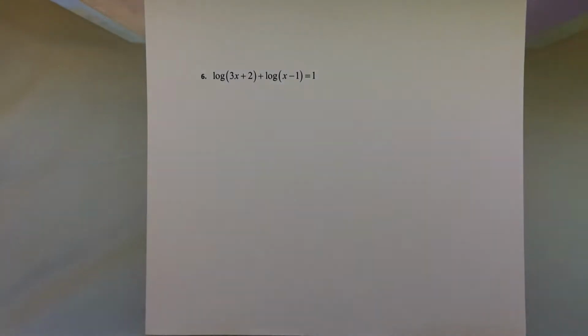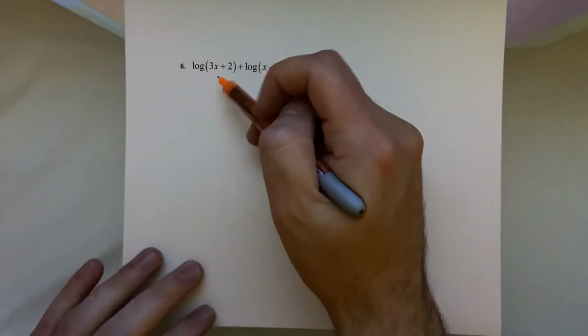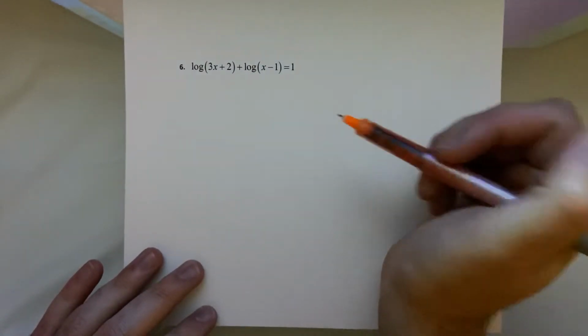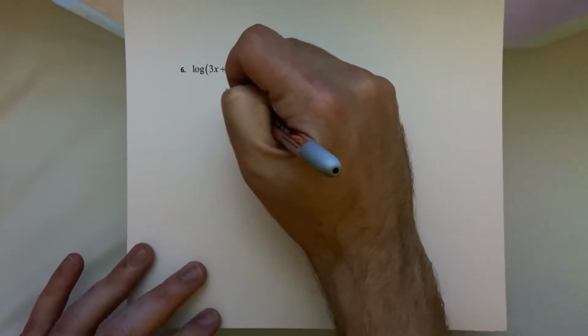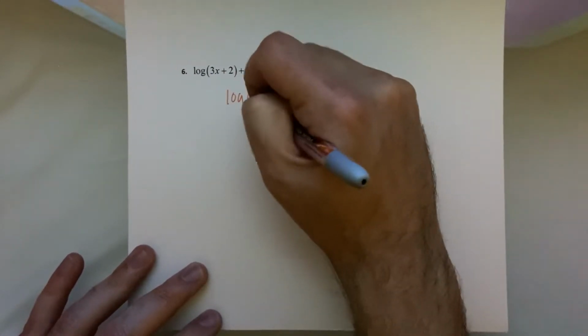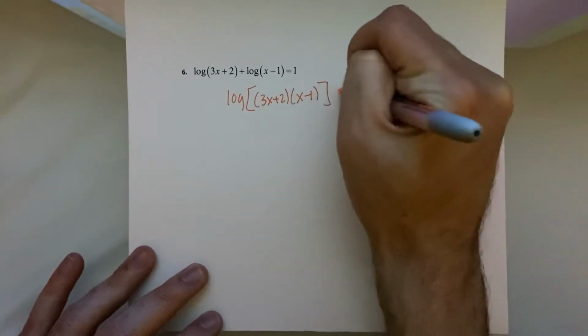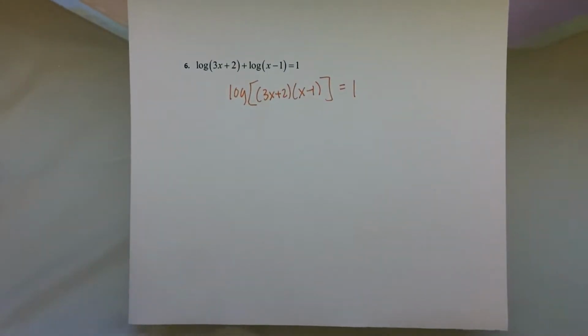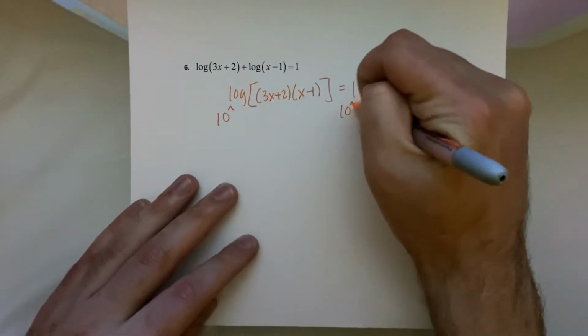Okay, let's finish 4.4. I've moved to number 6 on the next page. Log of 3x plus 2 plus log of x minus 1 equals 1. Okay, addition becomes multiplication inside the logarithm. Again, this is log base 10, so I need to raise 10 to the power on both sides.